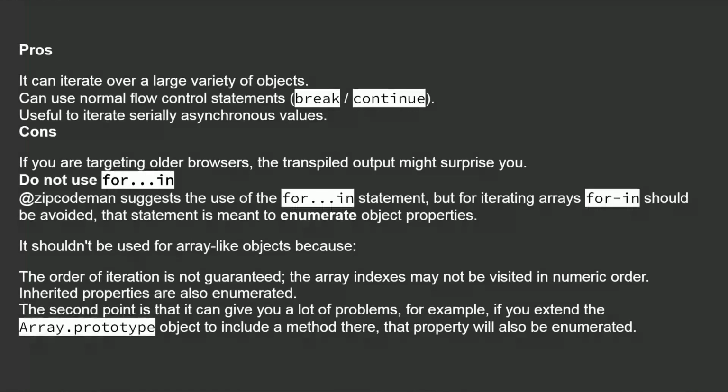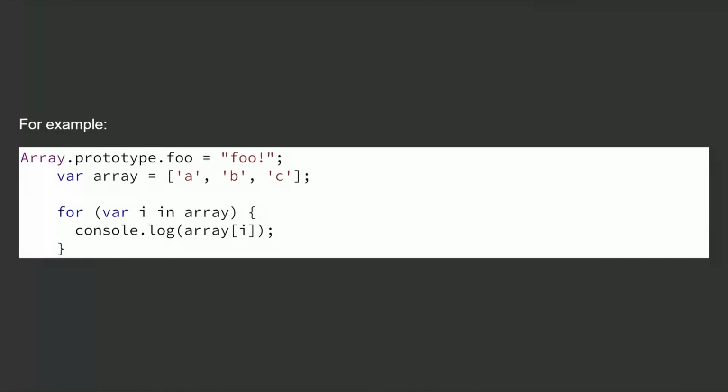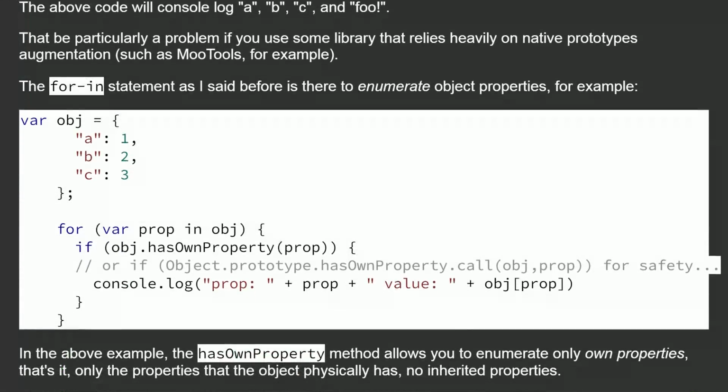The second point is that it can give you a lot of problems. For example, if you extend the Array prototype object to include a method there, that property will also be enumerated. For example, the above code will console log A, B, C, and foo. That can be particularly a problem if you use some library that relies heavily on native prototype augmentation, such as MooTools.